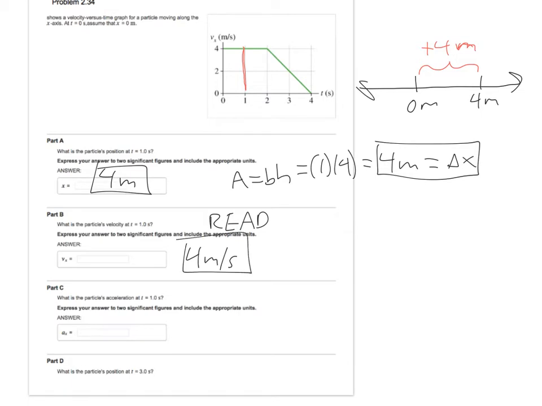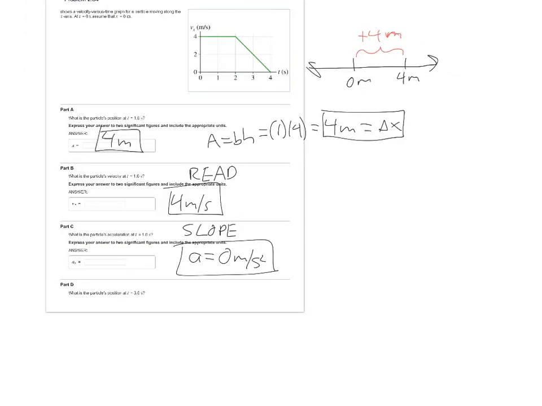What is the particle's acceleration at 0 seconds? We know that that is going to be the slope. So we're finding the slope of this line here, which is going to be 0. That's going to be our acceleration. So we don't actually need to calculate that because it's a horizontal line. We know the slope is 0.